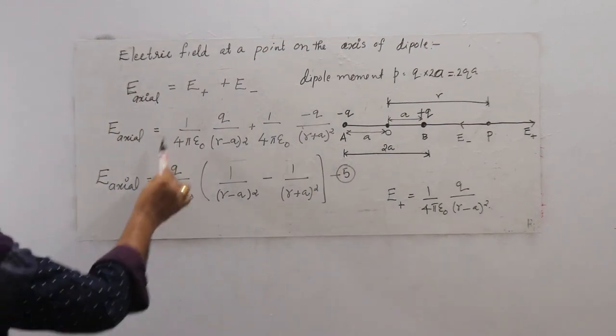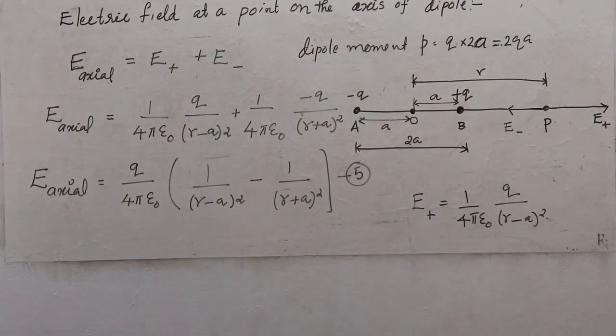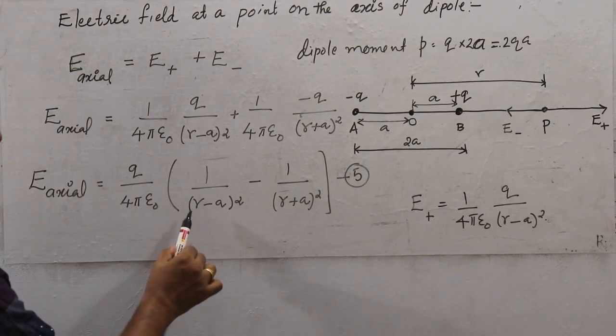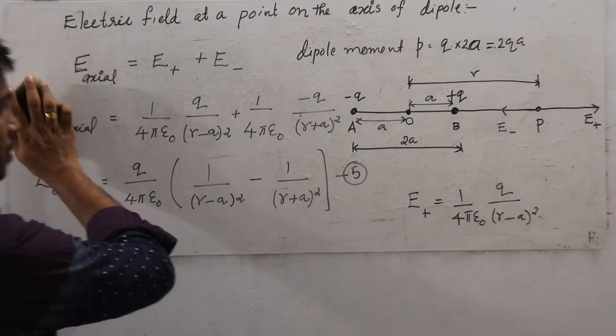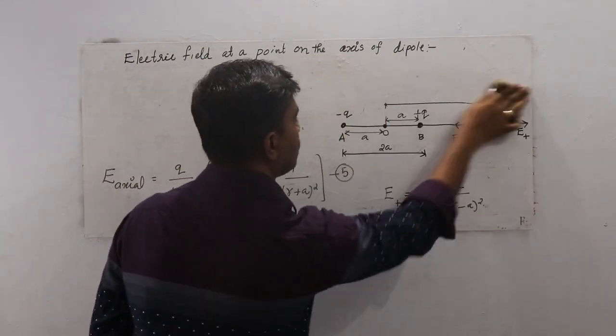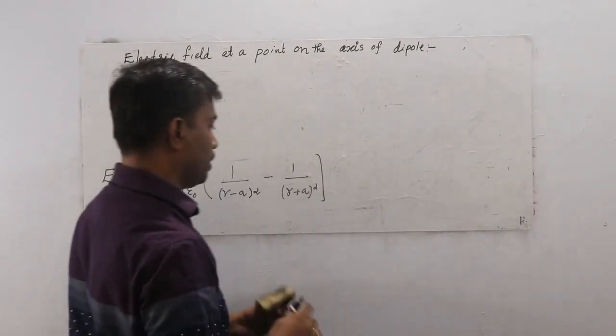Here 1 by 4 pi epsilon 0 and Q are constant, so we take them outside and get Q by 4 pi epsilon 0, 1 by R minus A whole square minus 1 by R plus A whole square. Then solve this equation 5.